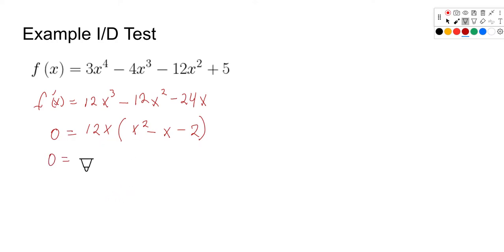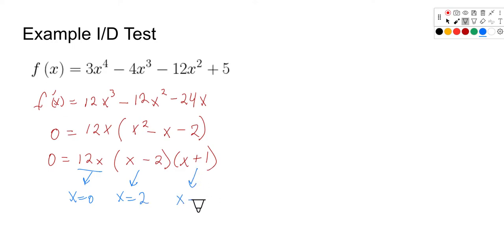So we can keep factoring. We got 12x, x squared minus x minus 2, which I think should factor into x minus 2, x plus 1. And so we can solve for our critical points. This one gives us x equals 0. This one gives us x equals 2. And this one gives us x equals -1. So those are our critical points. Those are the places where the derivative is 0.